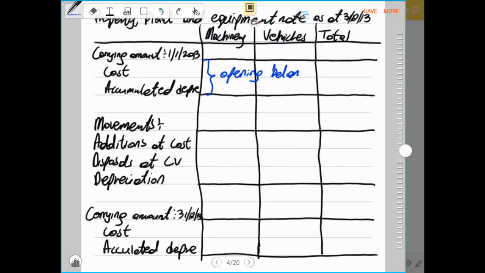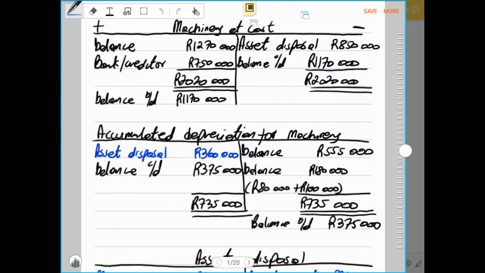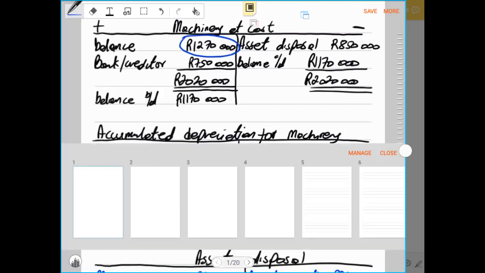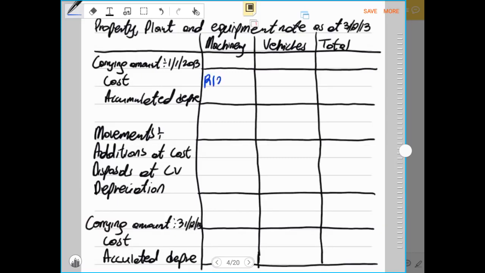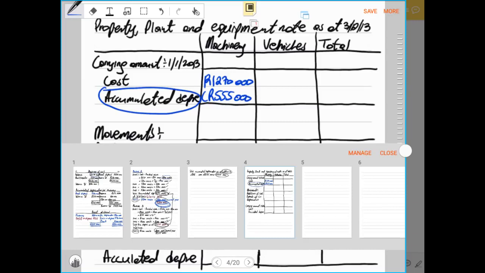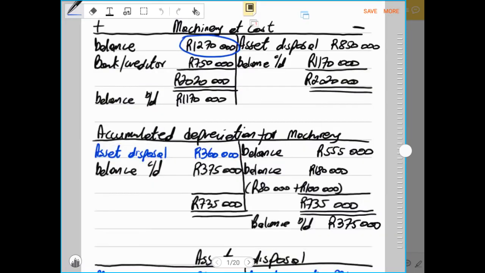So now we will just go to the ledger accounts for the machinery to make things very easy for us. There was an opening balance in the ledger account for machinery, and that opening balance was 1,270,000. We take that opening balance, we paste it as it's supposed to be. So now we record that as an opening balance, 1,270,000 from the ledger account. Then after we go to the accumulated depreciation ledger account, take note, we record the opening balance of 555,000 rands. Where is that coming from? There was an opening balance, 555,000 rands under the accumulated depreciation.